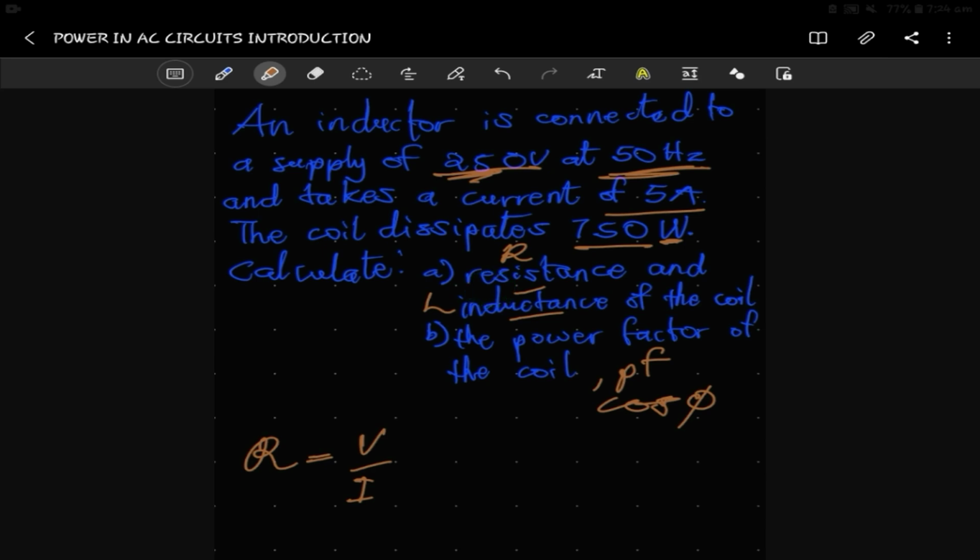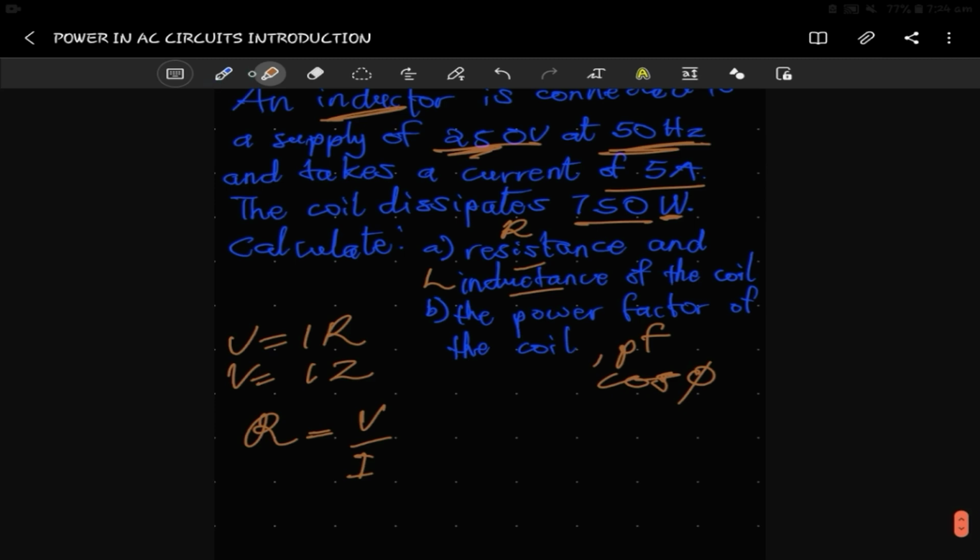The whole circuit here has both. So that means we won't be using just V equals IR. We want to analyze the whole circuit, so we use V equals IZ, because you have an inductor, you have inductance, and you have some sort of resistance. So we have to find this impedance first, and that will help us find the current, and then we'll be able to find the resistance.